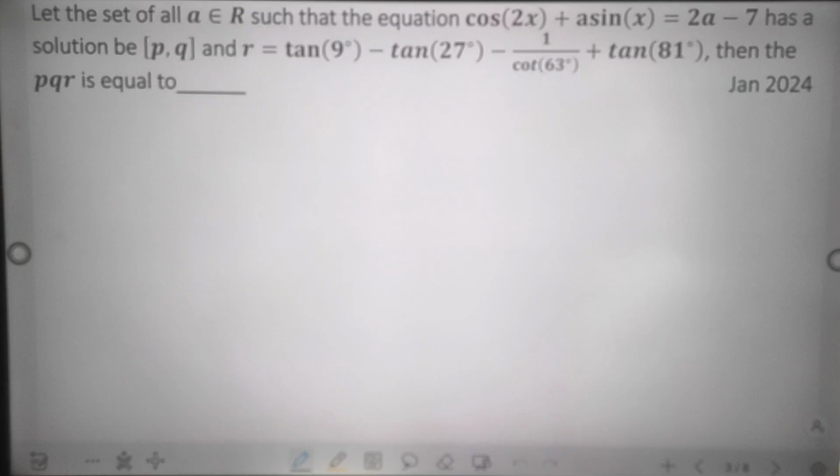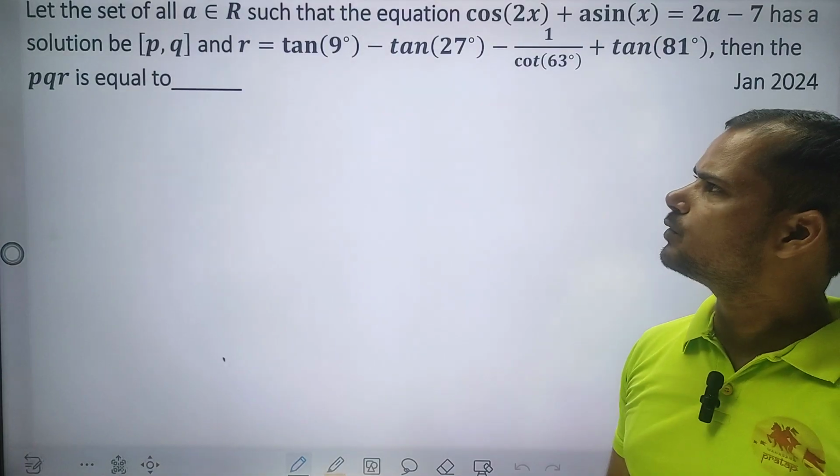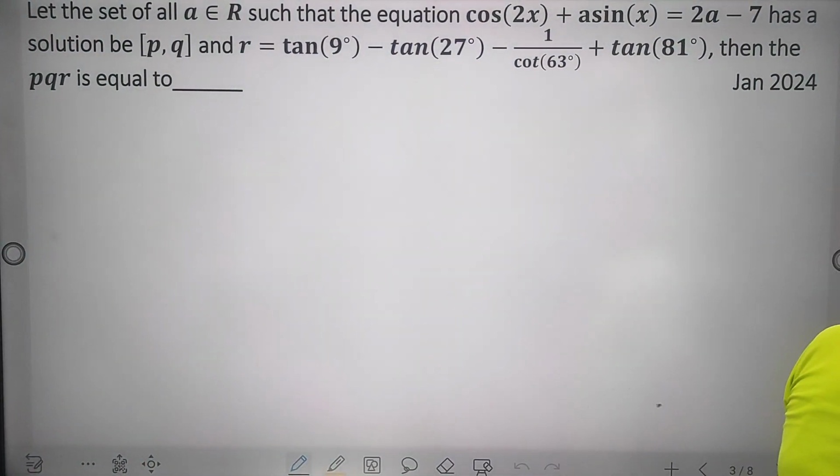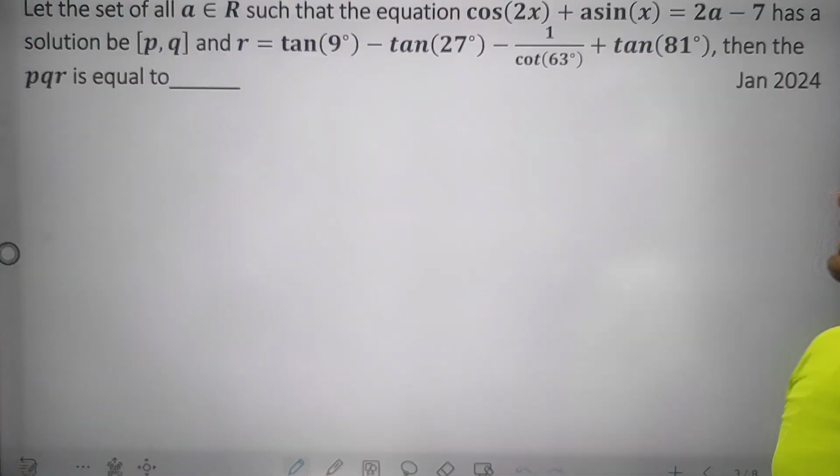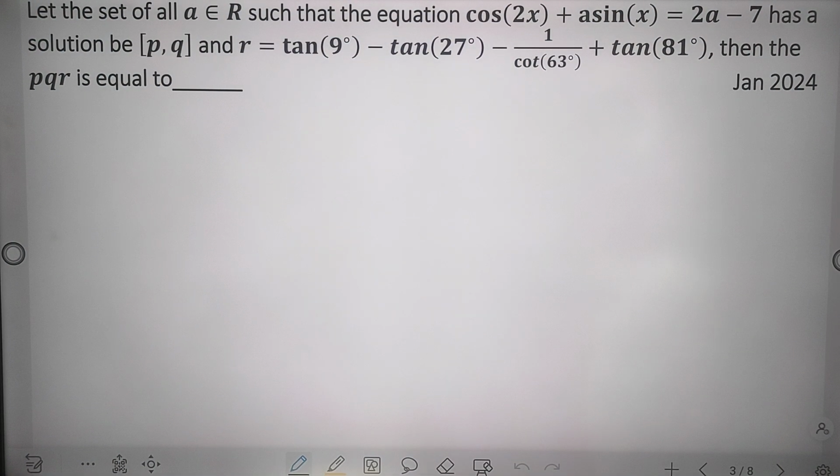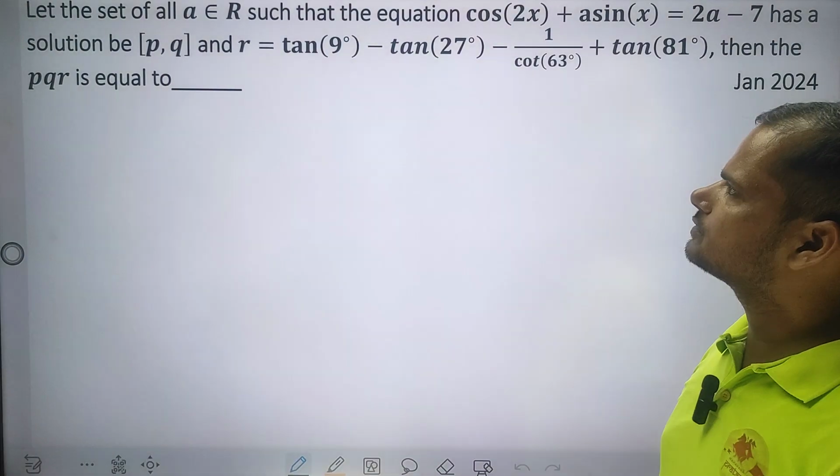Now the next question: let the set of all a belongs to R such that the equation cos 2x plus a sin x equals 2a minus 7 has a solution be the closed interval [p, q], and r equals tan 9 degree minus tan 27 degree minus 1 upon cot 63 degree plus tan 81 degree. Then pqr is equal to?